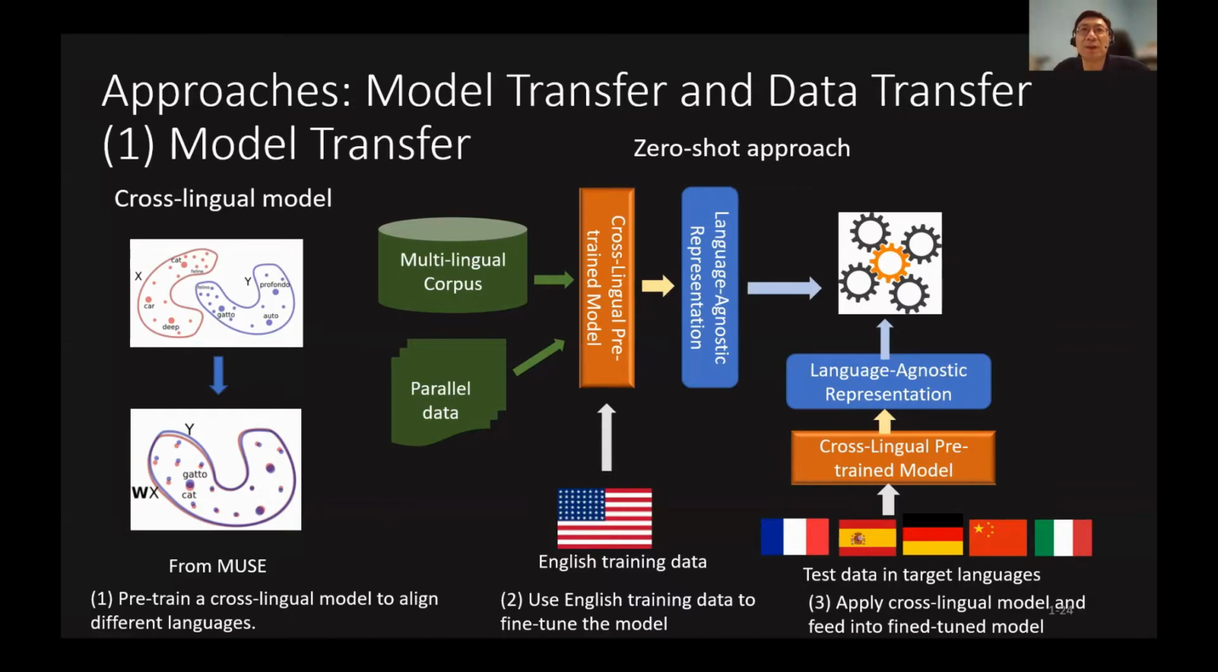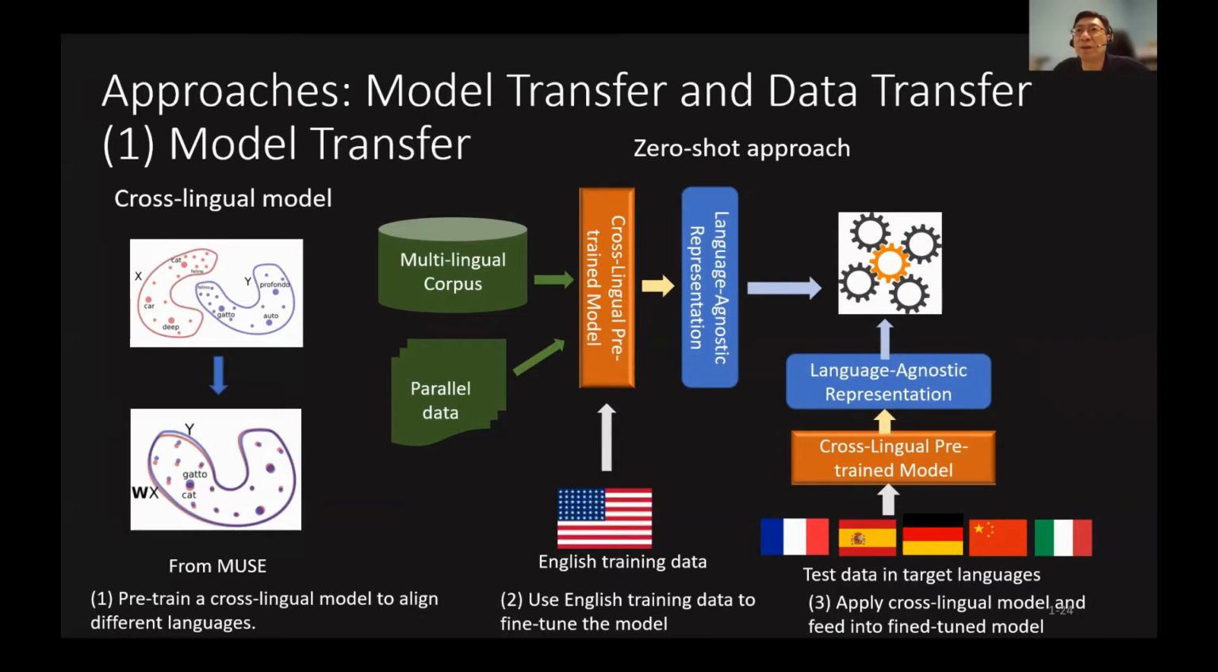So in a short summary, the model transfer approach consists of 3 steps. First, we train a cross-lingual model to align different languages. Second, use the English training data to fine-tune the model. And then lastly, apply the same cross-lingual model to generate language-agnostic features and feed them into the fine-tuned model to derive the final result. Among all these 3 steps, the most critical one is the first step, where we train a cross-lingual model to align different languages. So that's also the reason why this approach is called model transfer.